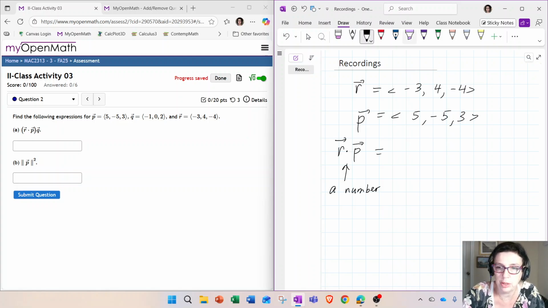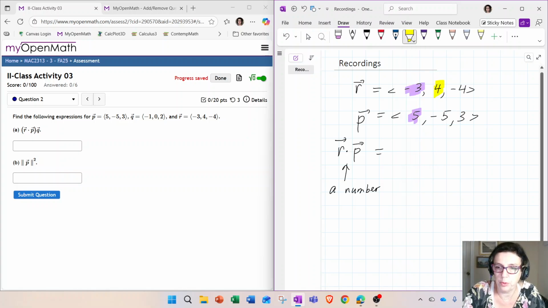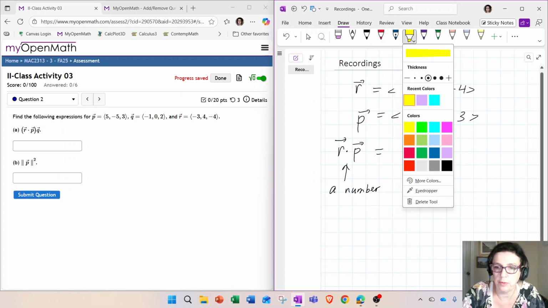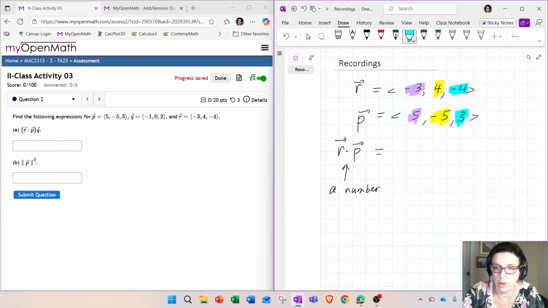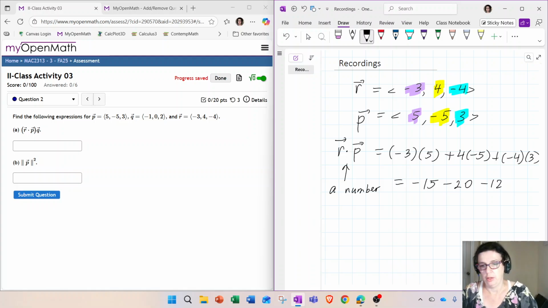So to compute it, we're going to take the x component of the first vector multiplied by the second. Then we're going to take the y component and multiply by the corresponding y component in the second vector. And then we'll do the same thing for the z components. And then you just add up the results. So this is going to be -3 times 5 plus 4 times -5 plus -4 times 3. Okay, so this is going to be -15, -20, -12. All right, so that's -35 minus 12, so -47.